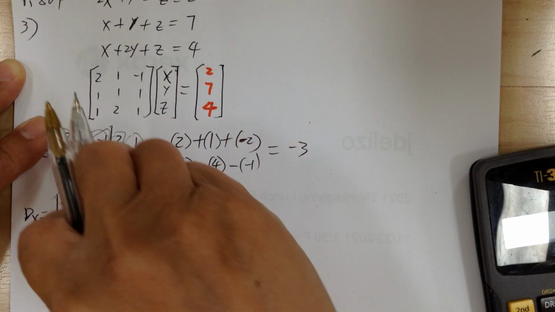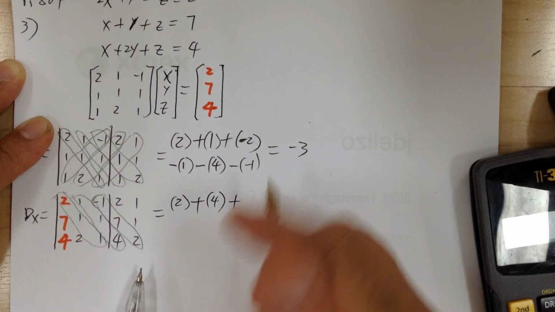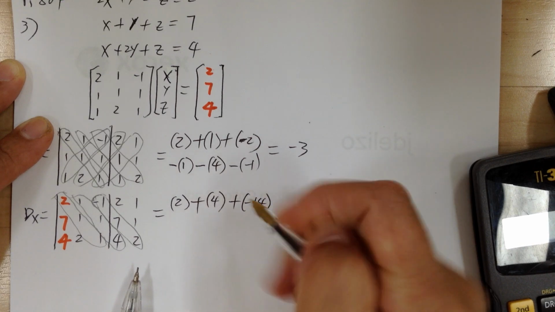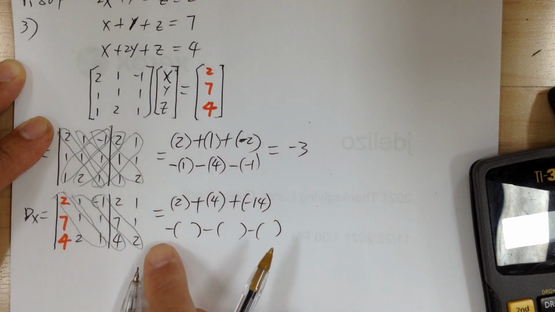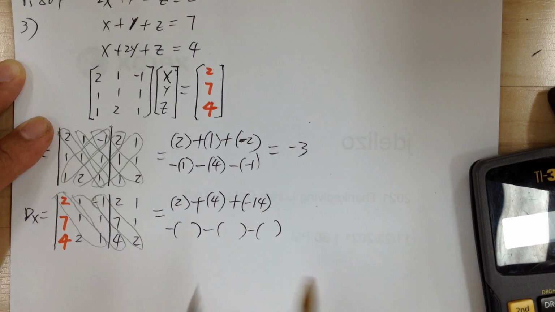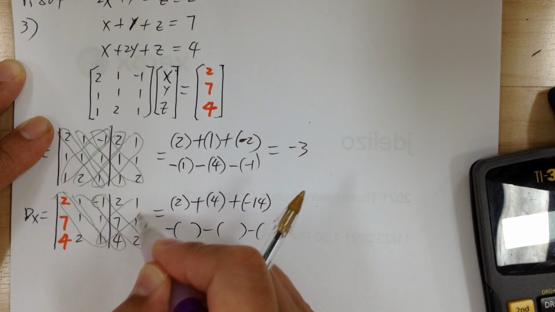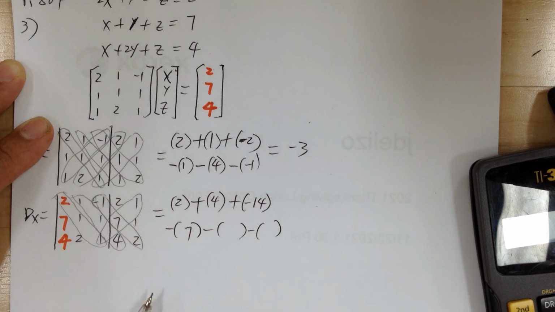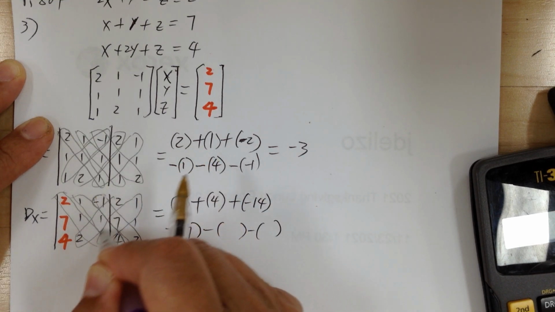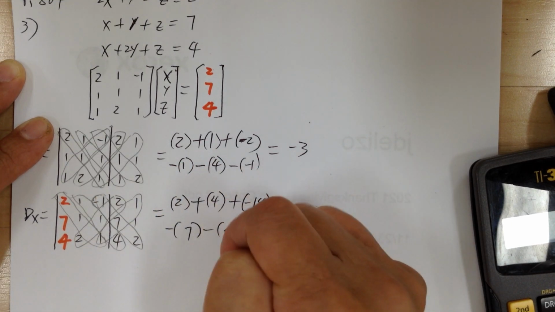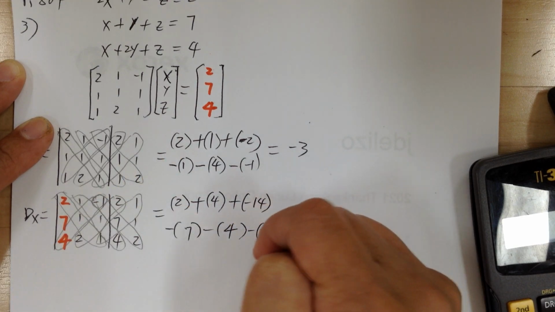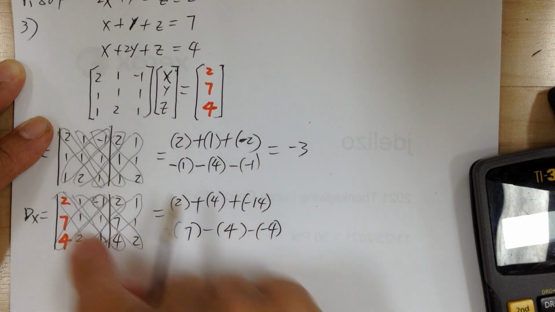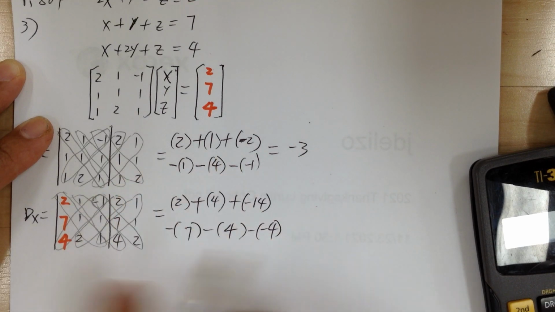Okay, so I have to be careful. This one has a negative over here. So it would be negative 14. Then I'm going to minus. Again, I'm just going to do the minus right away, with 3 parentheses. Okay? So this will give me a 7. This will give me a 4. And this will give me a negative 4. Okay, so again, this direction is plus, this direction is minus.